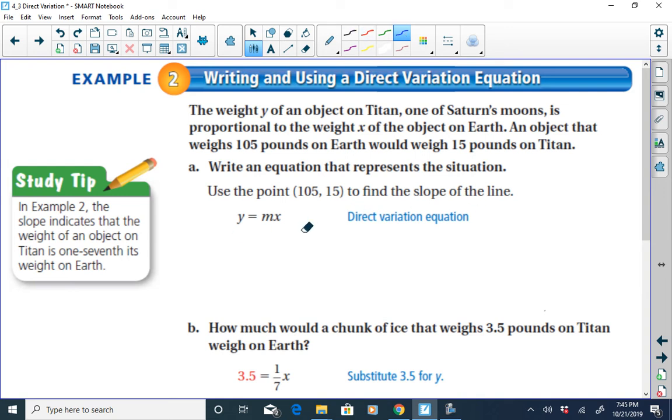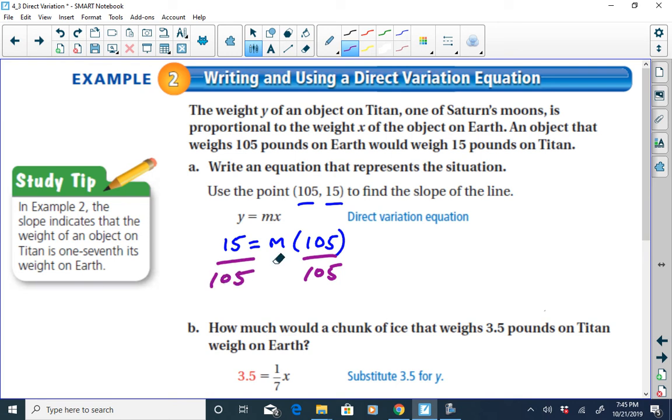Well, the first step here is I start with my direct variation equation. And then I want to replace y with my y value from the ordered pair, so that's going to be 15, is equal to m. And then I'm going to replace x with my x value from the ordered pair. That's going to be 105. Well, we're trying to find that constant of proportionality. So we want to solve this one-step equation by dividing both sides of the equation by 105, and that's going to get m by itself.